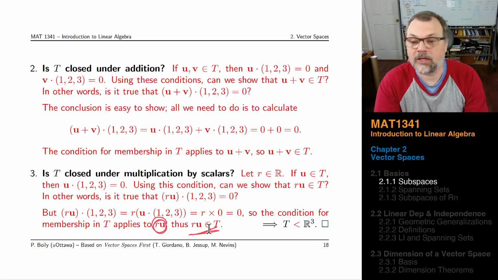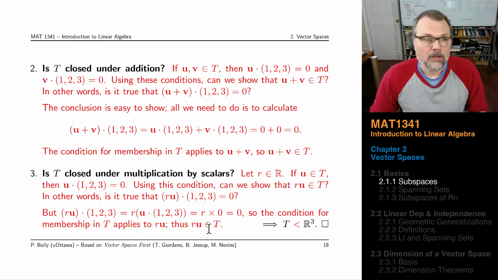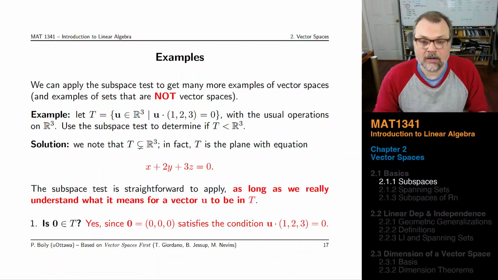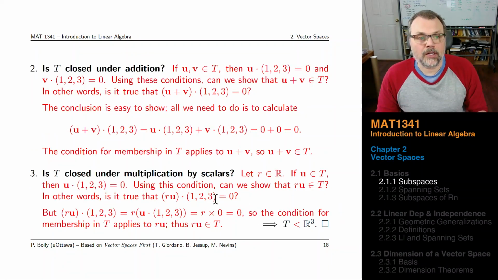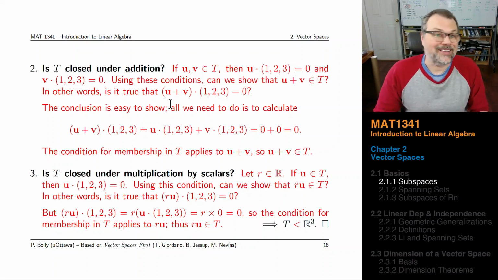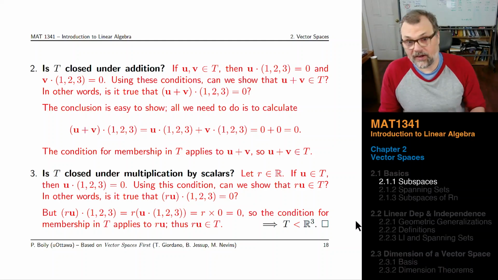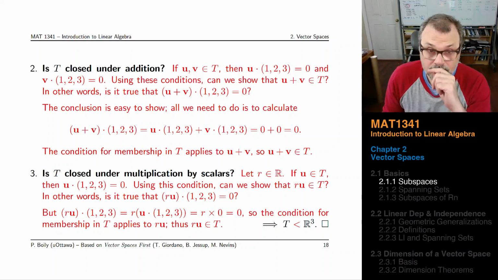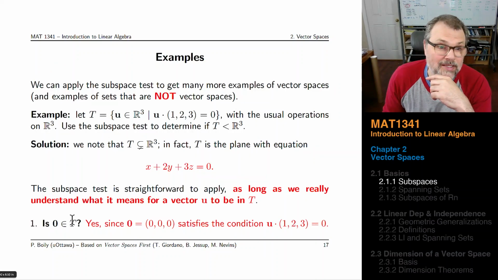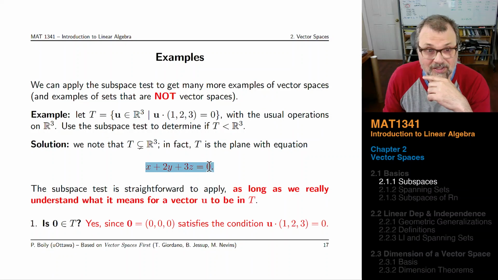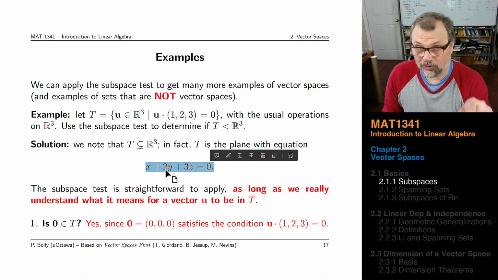And so we've met the three conditions. The 0 vector was in T, right here. T was closed under addition, and T is closed under multiplication by scalars. And then we conclude that T must be a subspace of R3. We didn't exhibit any vectors in T apart from the 0 vector, and yet we've shown that T is a subspace. This plane is a subspace. The fact that 0 is in T, in this specific case here, tells us that this plane is a plane through the origin.